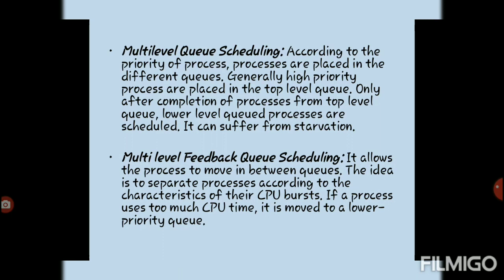Then multi-level feedback queue scheduling. Feedback queue is according to the CPU burst time. If a process uses too much CPU time, it is moved to a lower priority queue, and if a process is using less CPU time, it moves to the front. So that is called multi-level feedback queue.